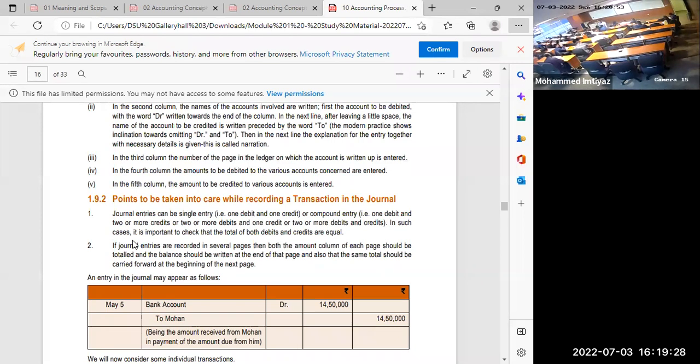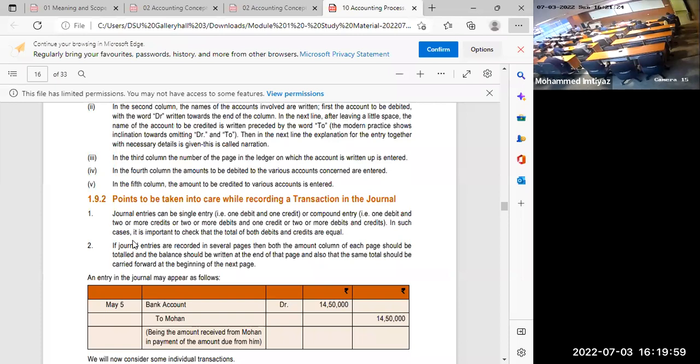So the next one is: sold goods to Yes and Company for rupees 3 lakhs. First entry: Yes and Company account debit to sales account. Same concept. If you collected money from Yes and Company, you need not remember Yes and Company.